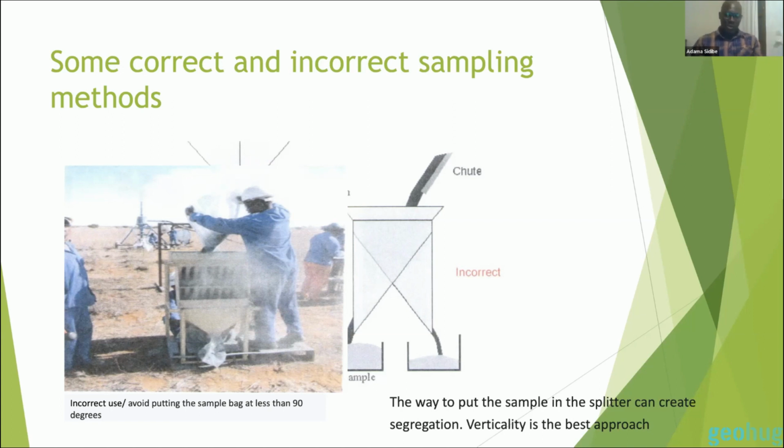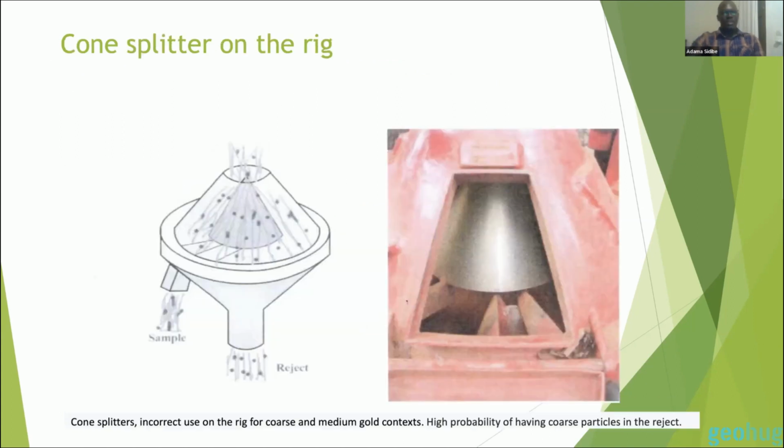Maybe we have to use the reject for reassay and resampling to make sure that the splitting is correctly used. The scone splitter on the rig.